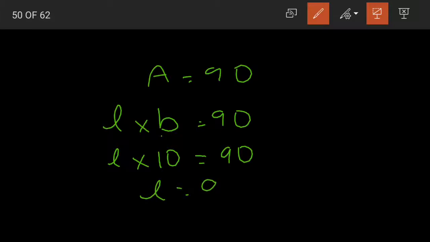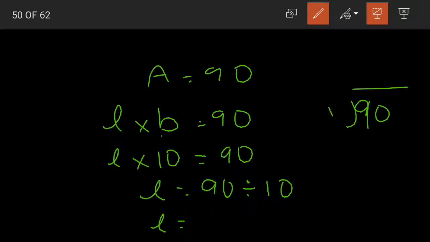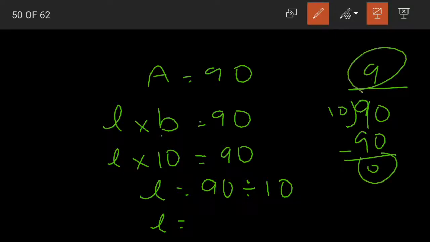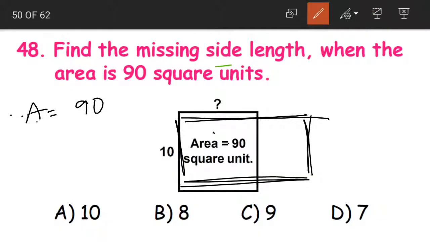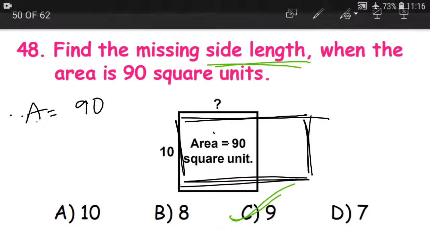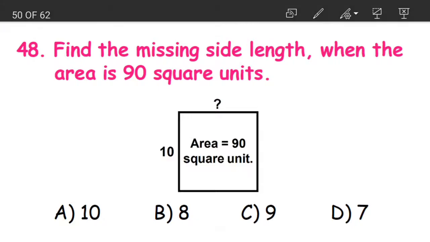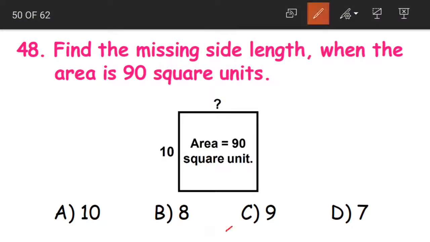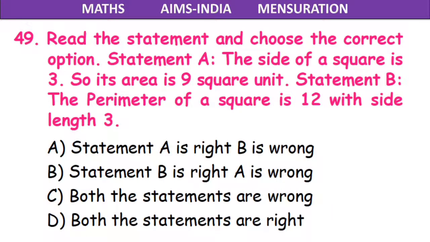We have already solved. It will be equal to 90 divided by 10. That is nothing but, how many times does 90 go? 10 nines are 90. When we subtract, 0 is our remainder. So the quotient is 9 here. The length is 9 units. Is this clear? The missing side length is nothing but 9 units. That is option C. Option C, 9 is the correct answer.